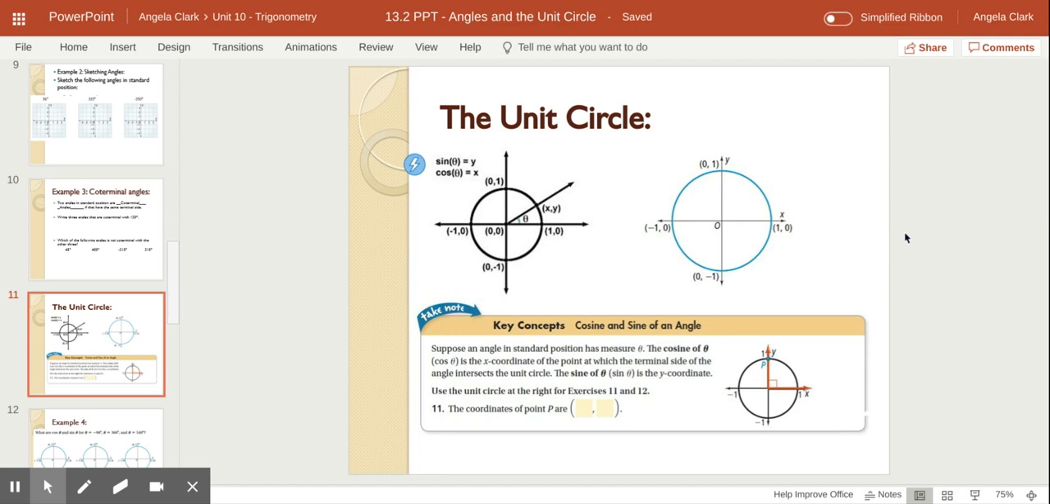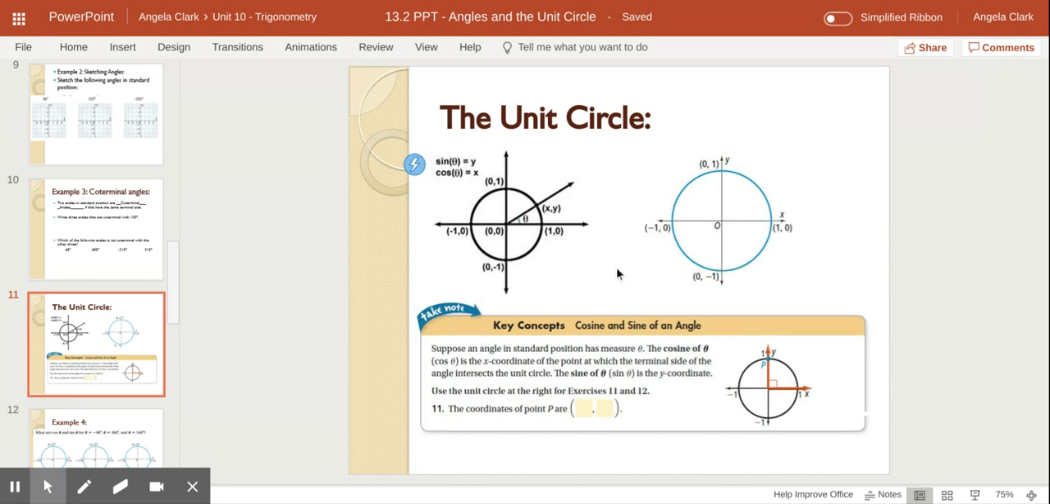All right, in this video, I'm going to be talking about the quadrantal angles. Those are the ones on the axes. So 90, 180, 270, and then 0 or 360, either one.